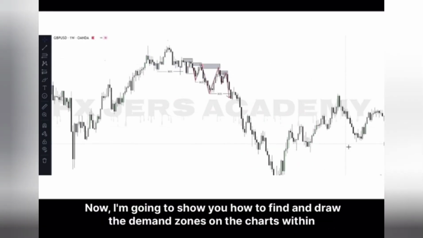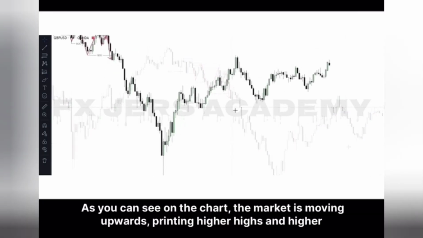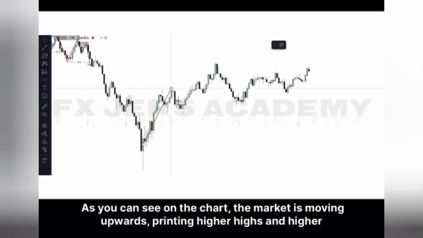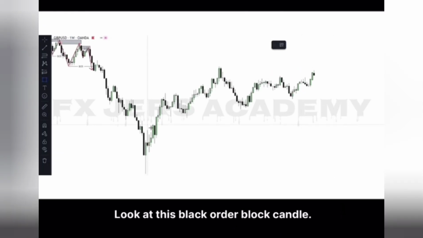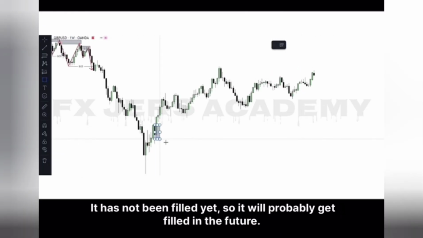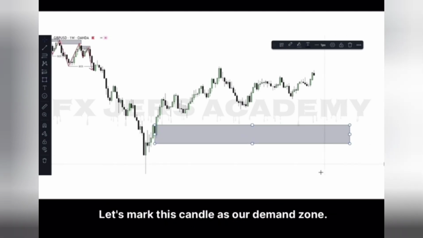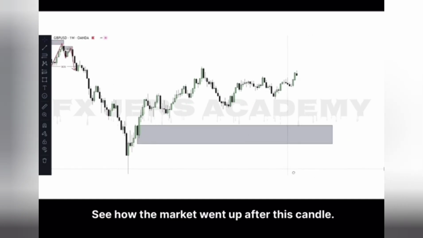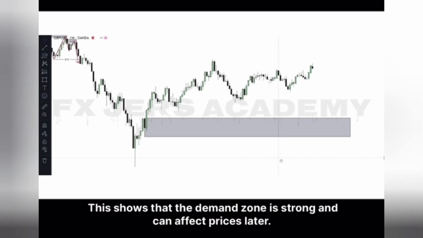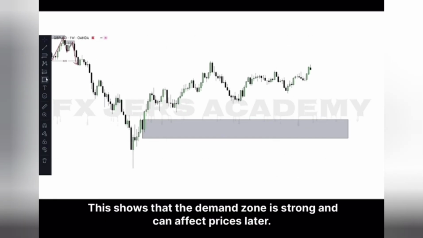Now, I am going to show you how to find and draw the demand zones on the charts within a bullish trend. As you can see on the chart, the market is moving upwards, printing higher highs and higher lows. Look at this black order block candle. It has not been filled yet, so it will probably get filled in the future. Let's mark this candle as our demand zone. See how the market went up after this candle? This shows that the demand zone is strong and can affect prices later.